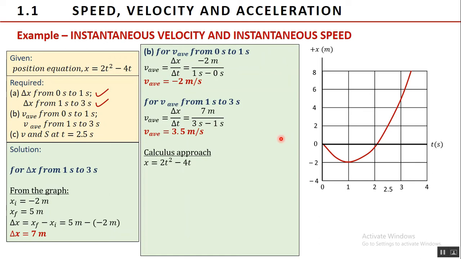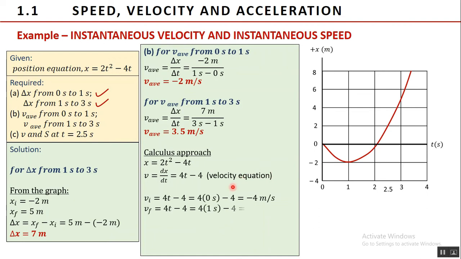Basically, you can also use a calculus-based approach as an alternative solution. We said earlier that the first derivative of the position equation x with respect to time t will give the velocity equation. So we get the first derivative of the position equation as v = 4t − 4, and this is called the velocity equation. This equation can be used to determine the instantaneous velocity at any time t.